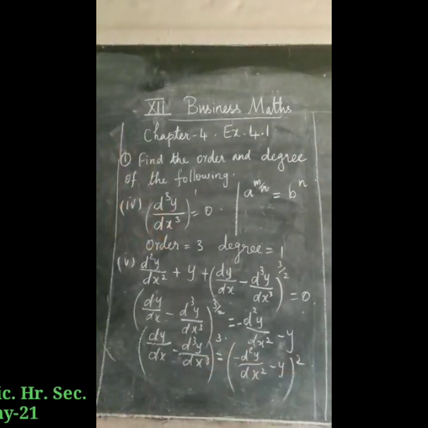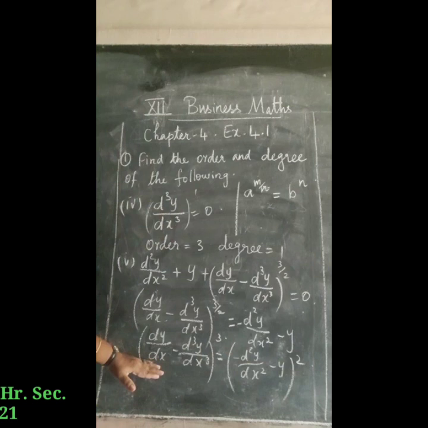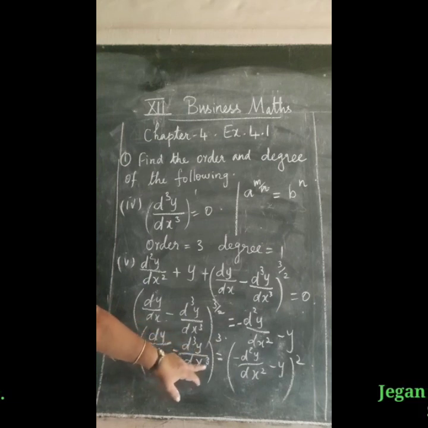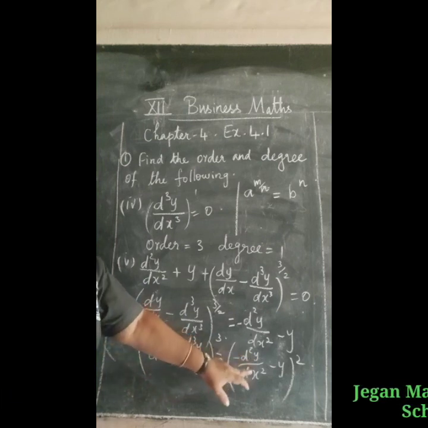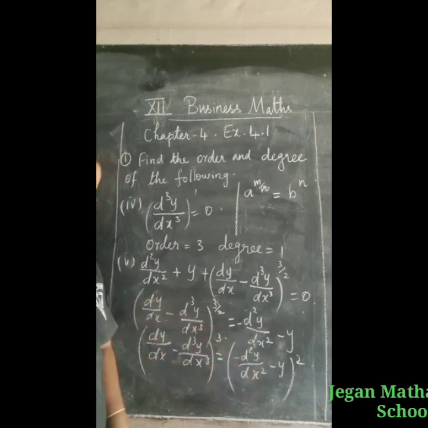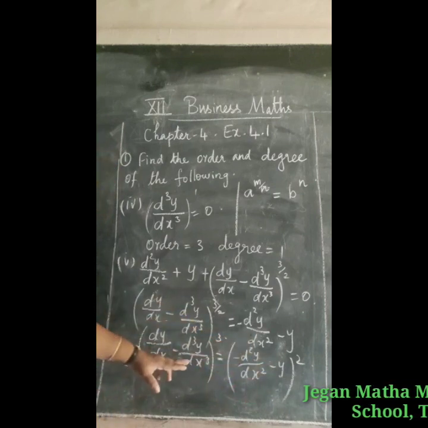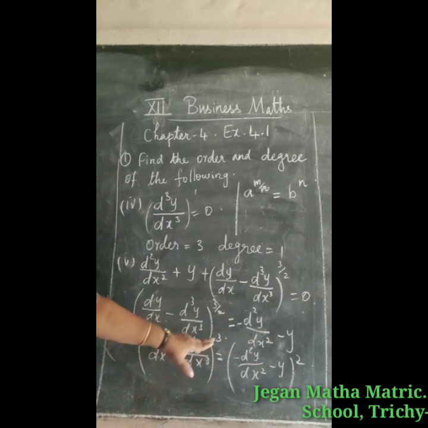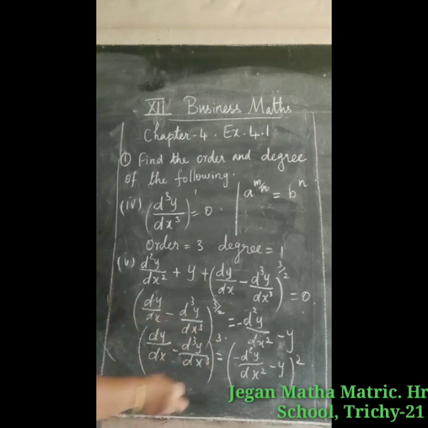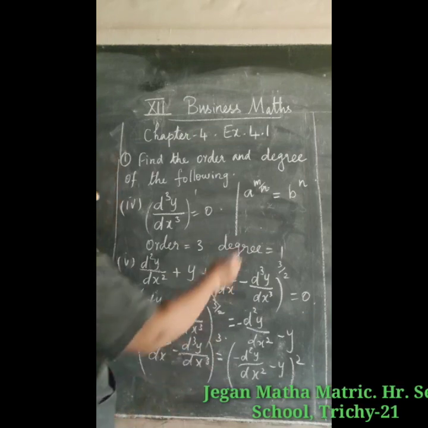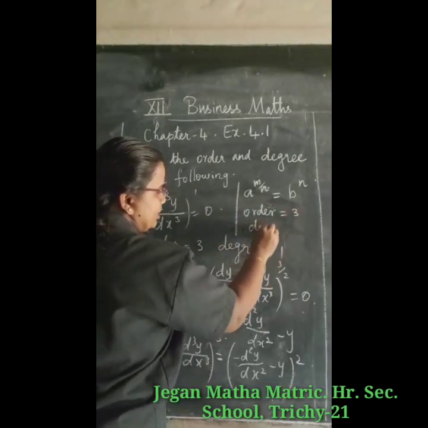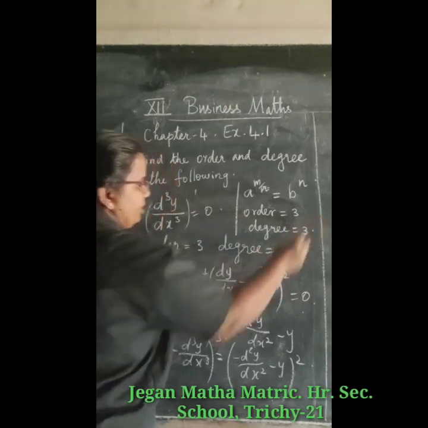Now what we have to do? Check which is the highest derivative. Here, dy by dx the whole cube, d cube y by dx cube the whole cube, here d squared y by dx squared the whole square minus y squared. So which one is the highest derivative? This is the third order derivative. So order is equal to 3 and power is equal to 3. Degree also 3. So for this answer, order is equal to 3 and degree also 3.